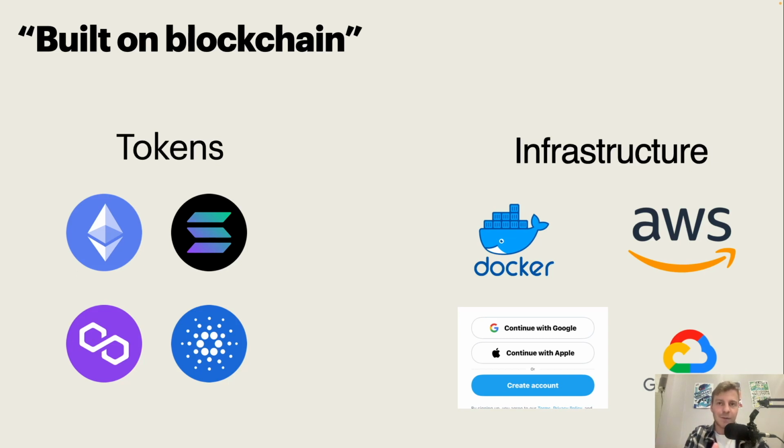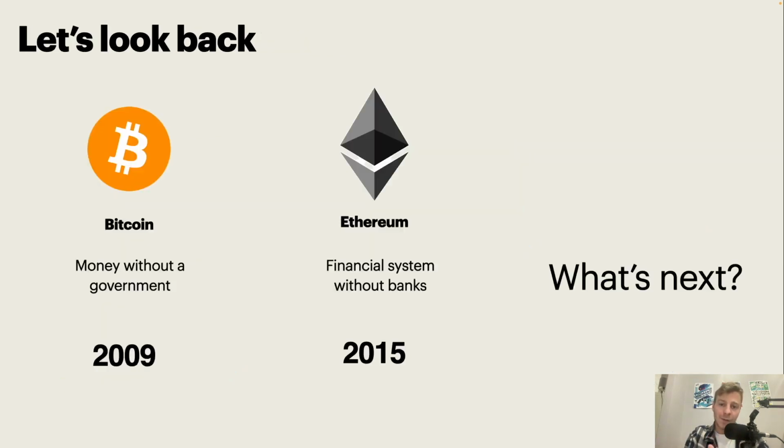And so today what I want to talk about is what is the next step in crypto? What is the next step in Web3? We had Bitcoin in 2009, major and first step, the first money without a government. We had Ethereum in 2015 with the smart contracts, and so this led to the financial system without banks, and that's already a reality today, even though it's still early, it's a reality. I want to talk about what's next, and what's next is an internet without big tech giants.